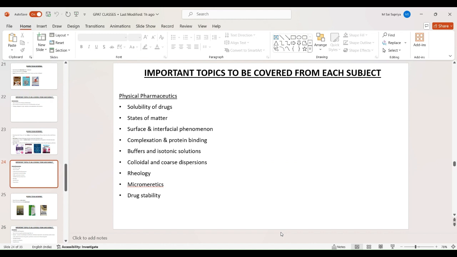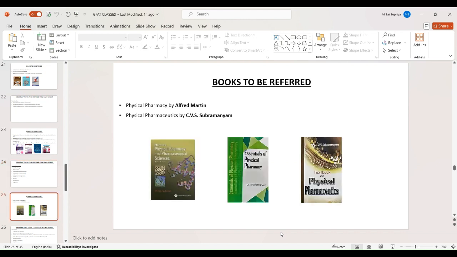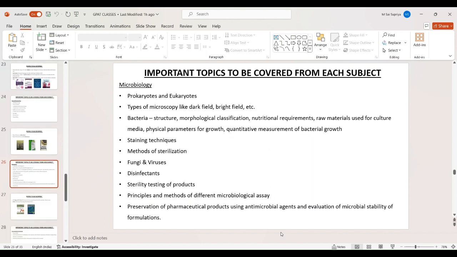Okay. Then colloidal and coarse dispersions. Then rheology. Rheology is very important. Okay. Then micromeritics and drug stability. So usually for drug stability, they do accelerated stability studies. So you should know that also. Then books to be referred, Martin's, a very nice book. Then Subramanian's books.